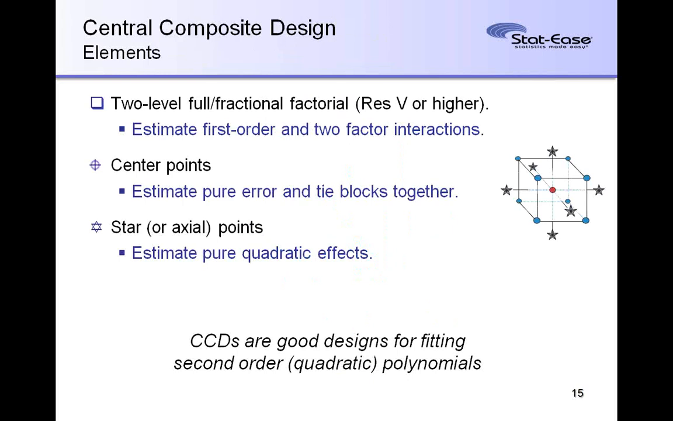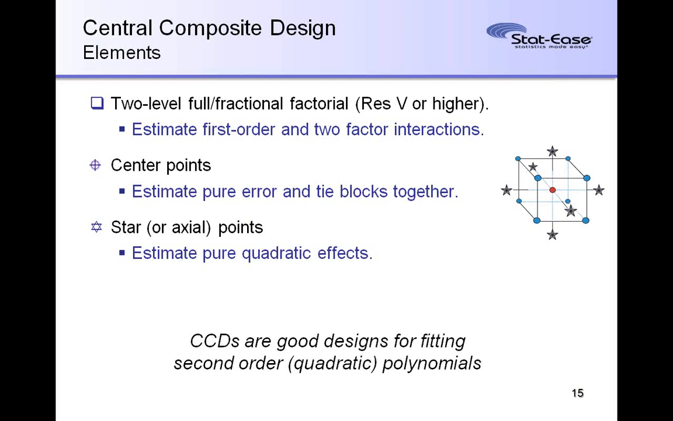So those factorial points are used to estimate your main effects and your two-factor interactions. Your center points are used to tie blocks together, especially if you've had to run central composite in multiple blocks. Then we have a common link between the different blocks. And also to provide an estimate of the pure error of the process. And so, of course, those center points should be randomly distributed throughout your runs, so that you maybe do some towards the beginning of the experiment and then some later on in the experiment. These star points are used to estimate our quadratic effects.